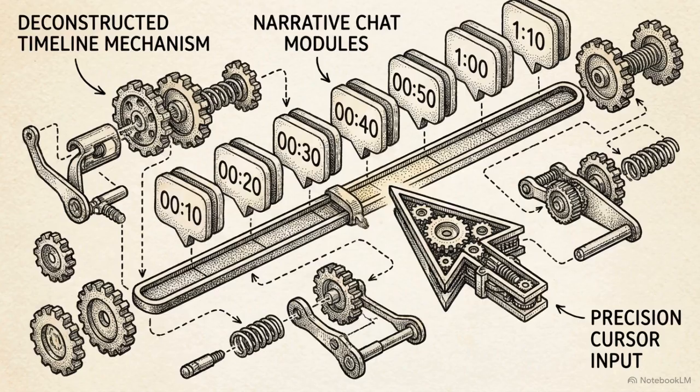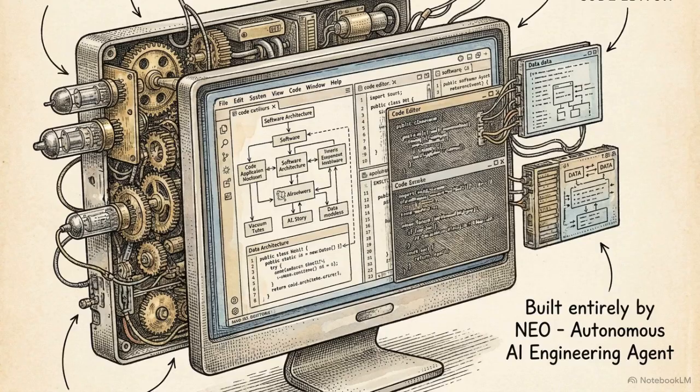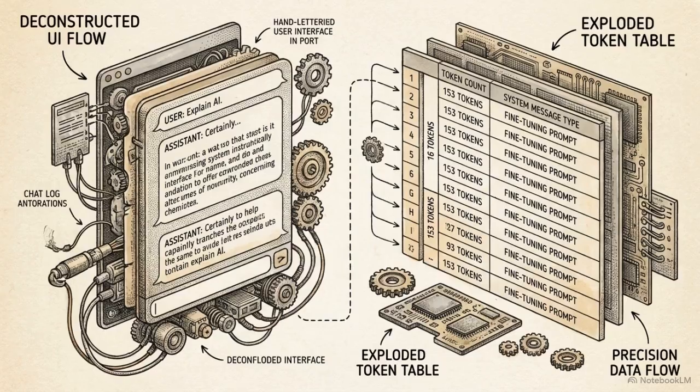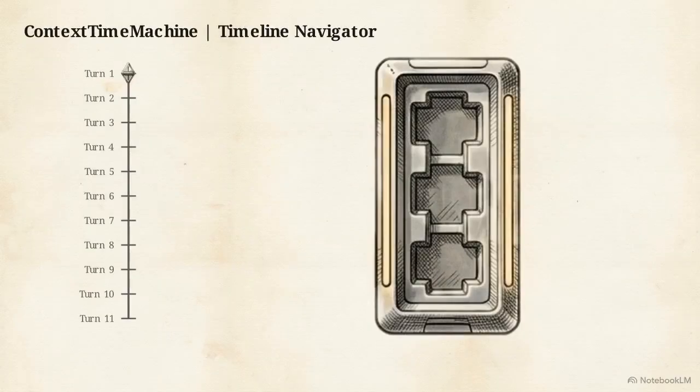It allows you to scrub through the history of a session and see exactly what the model saw at any given moment. Interestingly, this tool was built entirely by Neo, an autonomous AI engineering agent that handled the complex architecture and codebase end-to-end. The core logic making the tool possible is that a model's context window is deterministic. If you have the conversation history, you can mathematically reconstruct the exact data state of the model for every single turn.